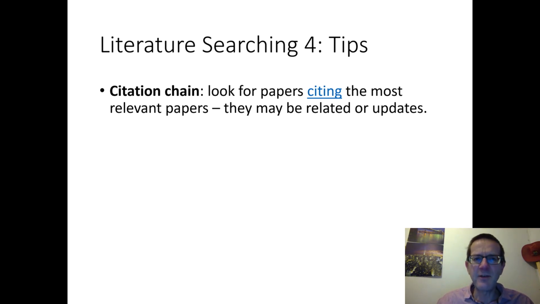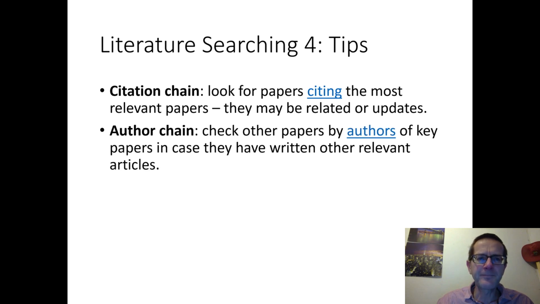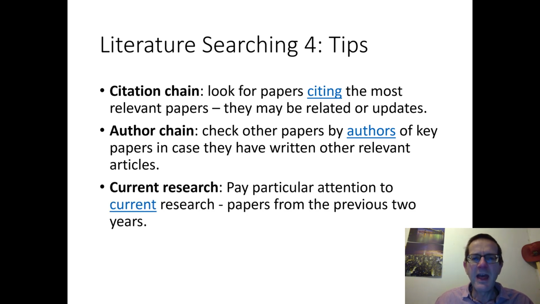So that's how you can do the citation chaining. And also author chaining. If you find that there are important papers written by authors, or one author's written a few different papers, then it's a good idea to check all the papers written by the author in case they've written other relevant articles that you haven't found. So more papers that cite your key papers, or more papers by the same author.